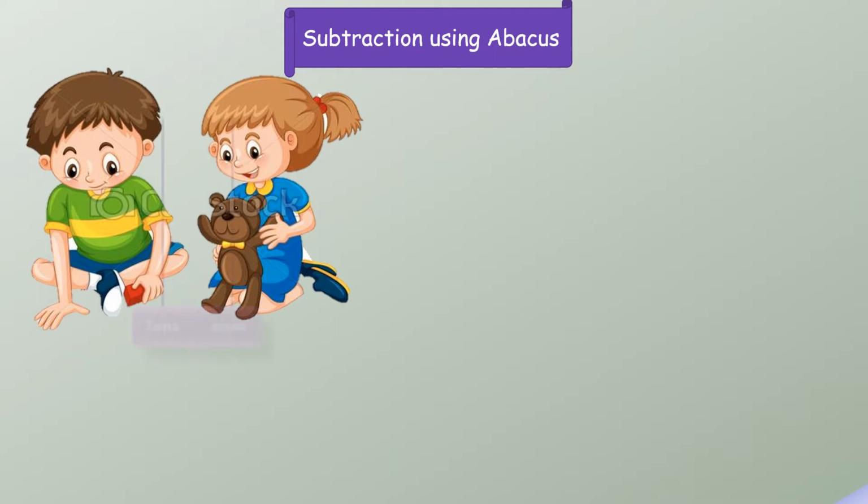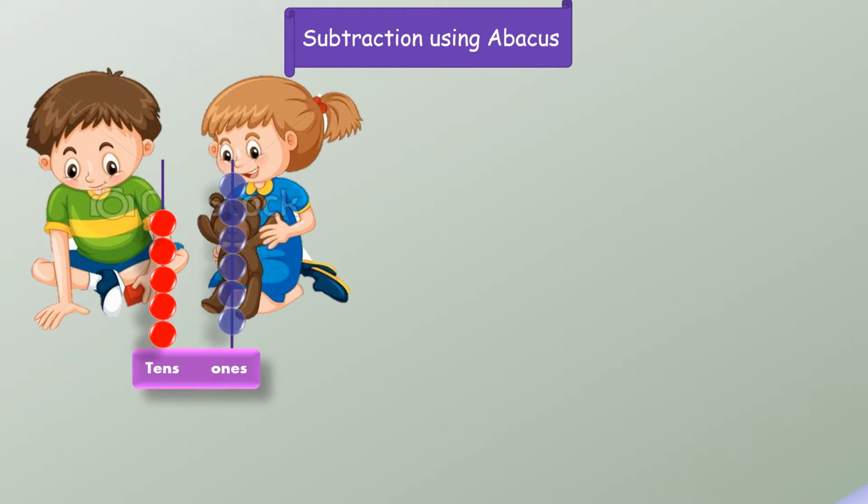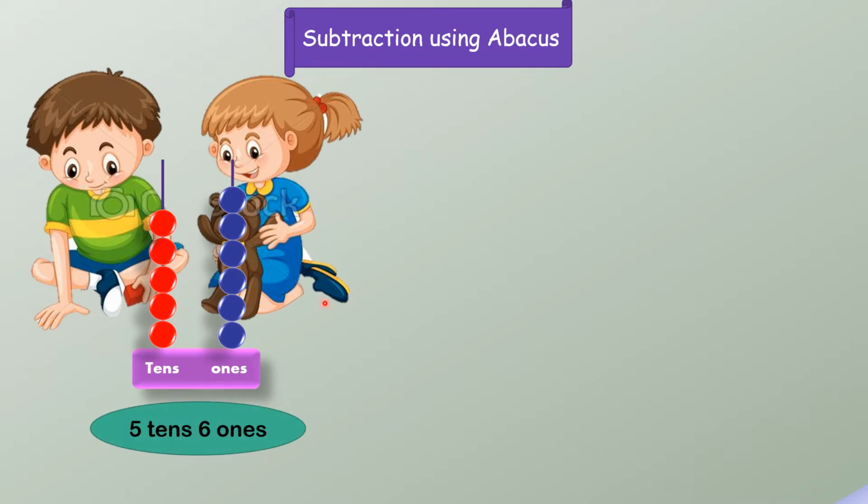So here comes the abacus which they are playing, and there are some beads which Montu has put in the 10 spike and Rita has put in the 1 spike. And we can easily say which number they have represented, because we know how to represent a number on the abacus. The number represented over here is 5 tens and 6 ones. 5 red beads represent 5 tens, 6 blue beads represent 6 ones. 5 tens and 6 ones make 56.